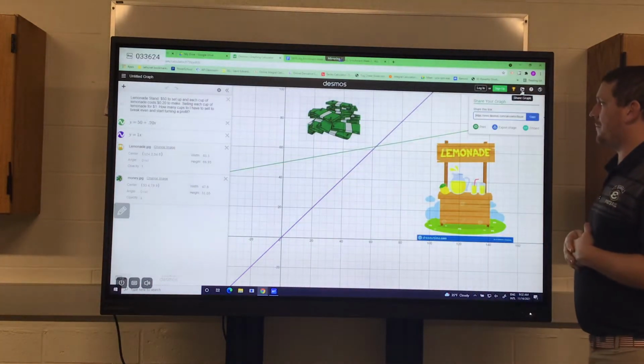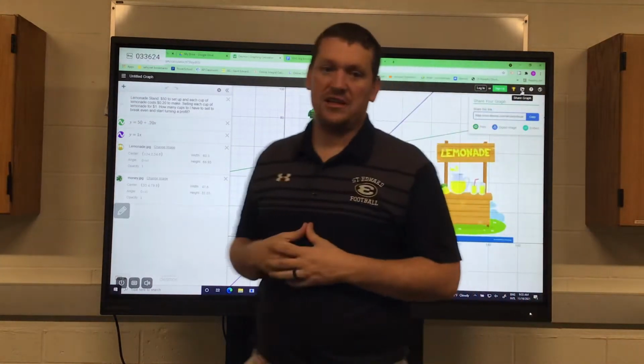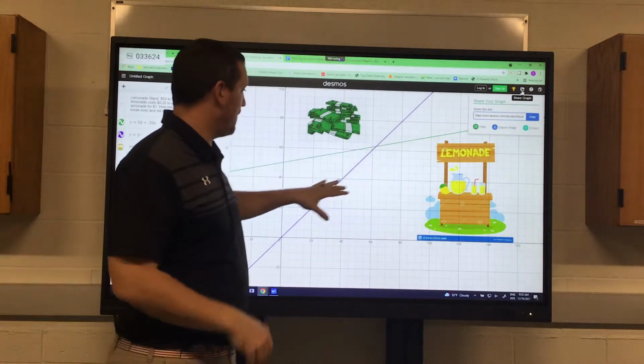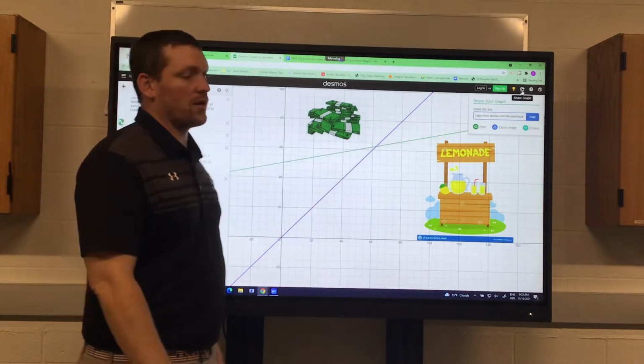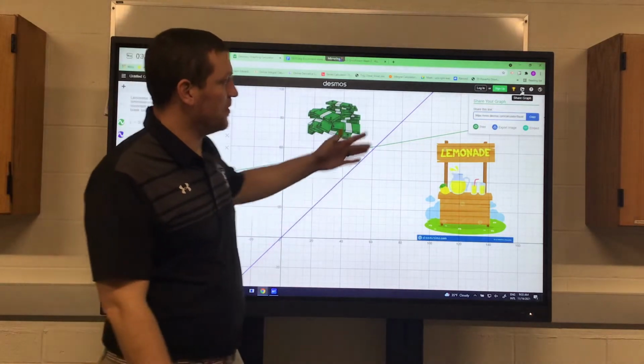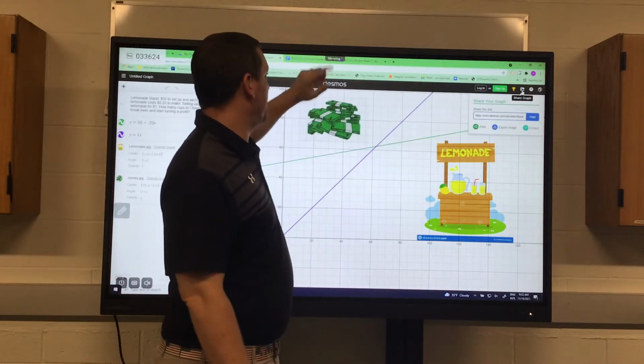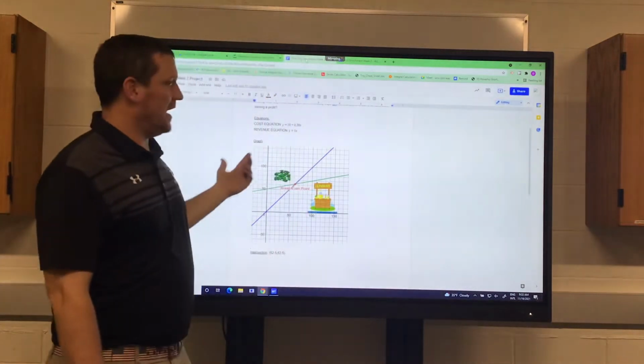But another thing that I'm going to use is this export image button. If you click on export image, it takes the graph of everything that you have. If you want to label the coordinate and different things like that, you can do that. When you export it, you save it on your computer, and then you can copy it and paste it onto a Google Doc.